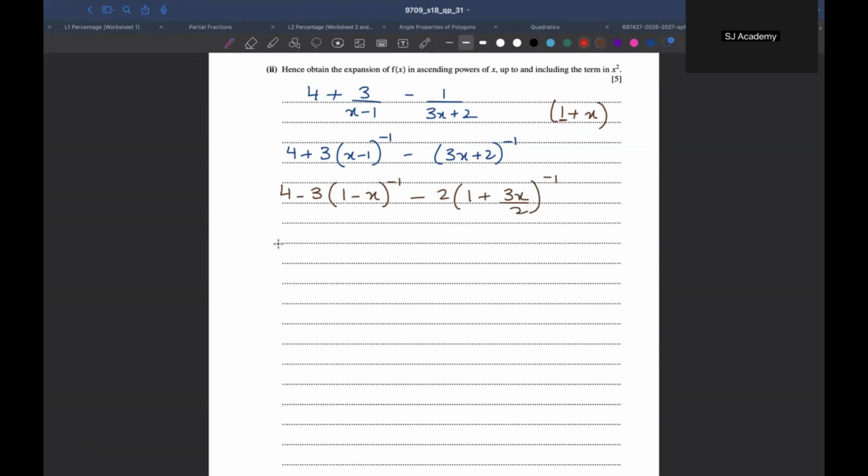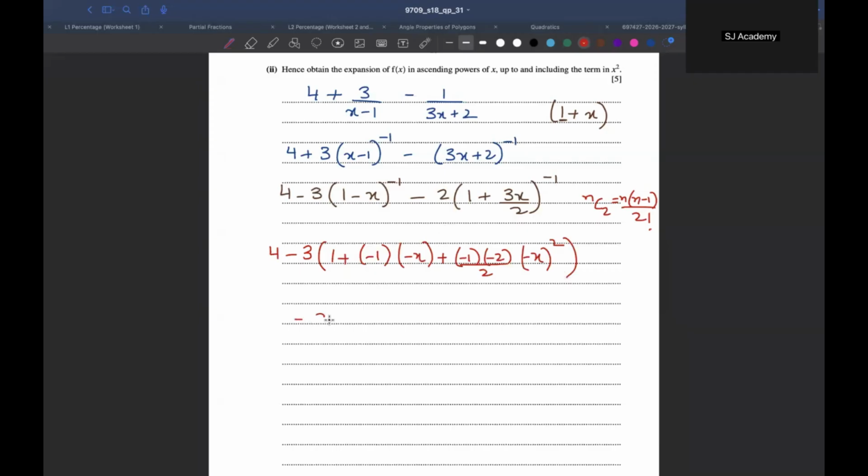Now, first expanding the first term, so this will be 4 minus 3 into, the formula is 1 plus nC1. So as n is -1 and nC1 is n, so this will become -1 into b. So b is minus x plus nC2. So nC2, we write it as n into n minus 1 upon 2 factorial. N is -1, so that will become -1 into -1 minus 1 is -2 upon 2 factorial multiplied by x squared, b squared. So that will become minus x whole squared.